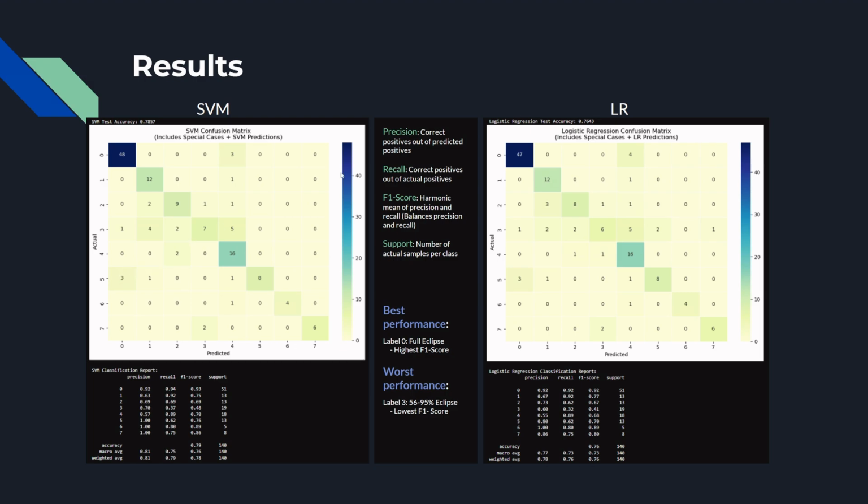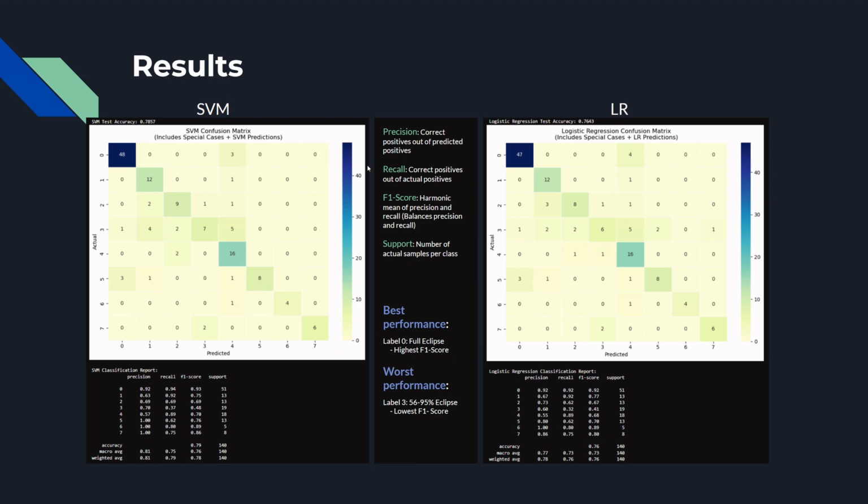And then for recall, we have correct positives out of actual positives. We can look at the rows for this value. We have a support of 51 for a full eclipse. 48 of those were correctly classified, and then 3 of them were misclassified. They were misclassified as a 4.